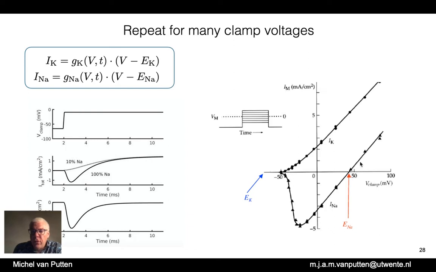And if you further increase the clamp voltage, then the maximum current of the sodium channel becomes even positive. So sodium will temporarily flow out of the cell instead of from the outside into the cell. Now note that this is the value of the maximum current. It doesn't say anything about, say, the transient behavior.